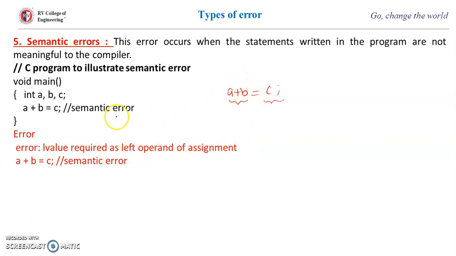So that is called a semantic error, because the code written by us is not meaningful to the compiler, so this error will come: lvalue required as left operand of assignment operator. This side we cannot give, see this a + b is an expression, so we cannot give any expression here. Okay, so this is all about types of error.